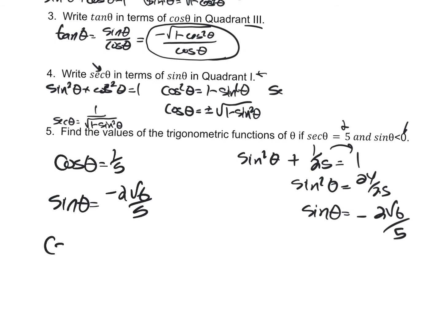Okay, cosecant theta is the reciprocal of sine, so I'm going to flip this one: negative 5 over 2√6. Remember, take the square root to the top. Take it out on the bottom. When you take that 6 out and multiply by 2, that gives you 12 down there.